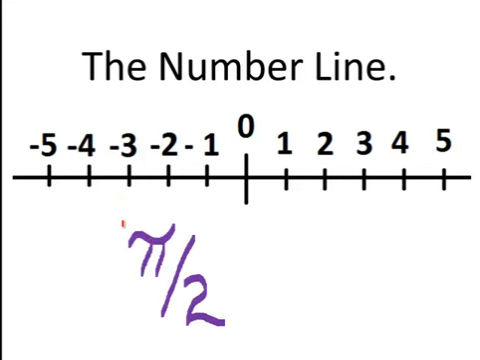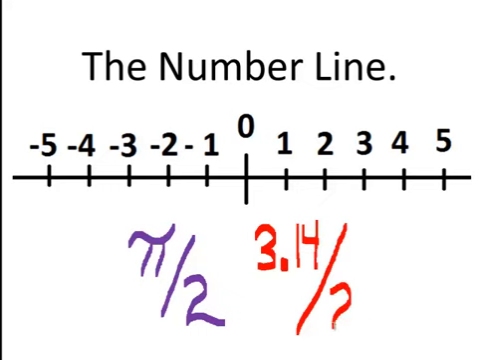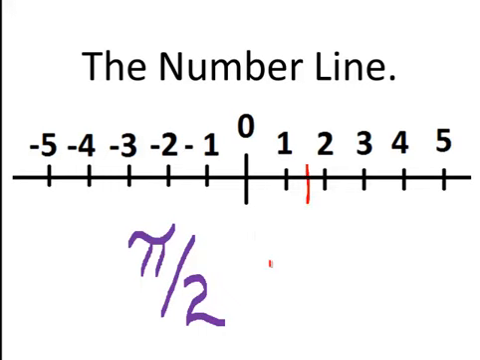Pi halves, where would that fall on the number line? Well, it turns out that pi, correct to 2 decimal places, is 3.14. It's an irrational number. It would go on forever and ever, but correct to 2 decimal places it is 3.14 divided by 2. And so we could say it'd be about 1.5, a little bit more than 1.5. So it would fall there on the number line.